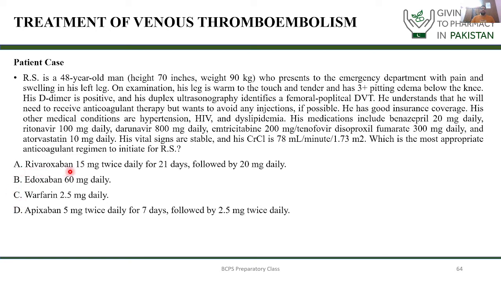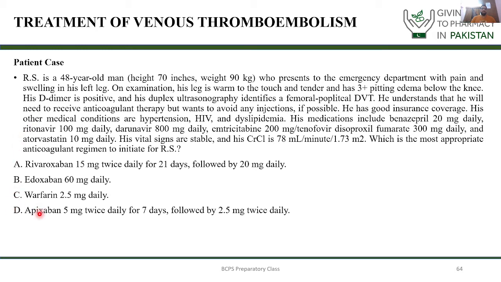Here the rivaroxaban, option A, 15 milligram twice daily for 21 days, and then followed by 20 milligram once daily. This is actually a standard therapy for the treatment of DVT. But if you see that the patient has hypertension and the patient is HIV positive, and the patient is using different HIV drugs like ritonavir. So ritonavir is a protease inhibitor that is a potent inhibitor of cytochrome P450. So we know that rivaroxaban is contraindicated with cytochrome P450 inhibitors or inducers. So it means that rivaroxaban will not be the correct option for this patient.